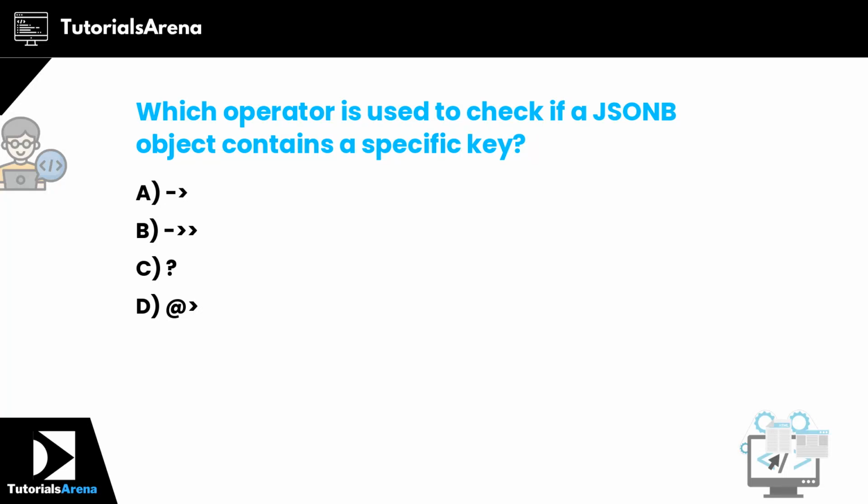Which operator is used to check if a JSONB object contains a specific key? The correct answer is option C.